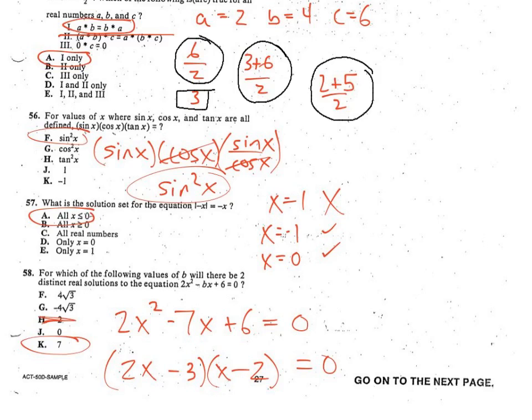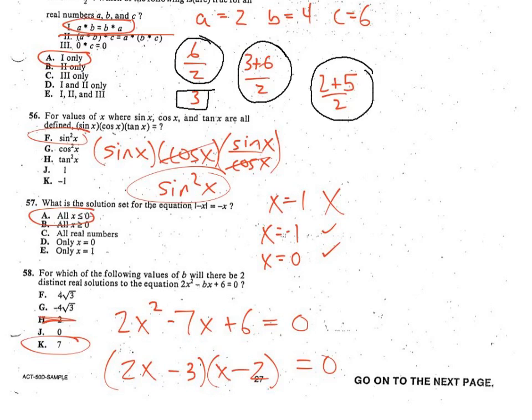And lastly, problem 58, it's asking you to find what value of b gives your equation two distinct real solutions. And I went ahead and tried 7 first, and when I put 7 in for b, I got 2x squared minus 7x plus 6 equals 0. And when I factored it, I got 2x minus 3 times x minus 2 equals 0, which would give me two distinct solutions.